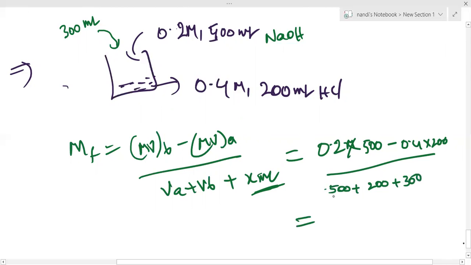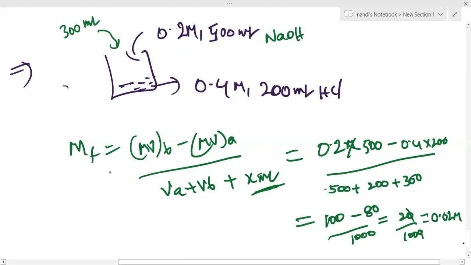Can you try it here? The above is 100 minus 80 by 1000, nothing but 20 by 1000. You can cancel it and get 0.02 M. This is the final solution concentration. So acidic or basic? Basic nature, because base is more. The resulting solution is basic in nature.